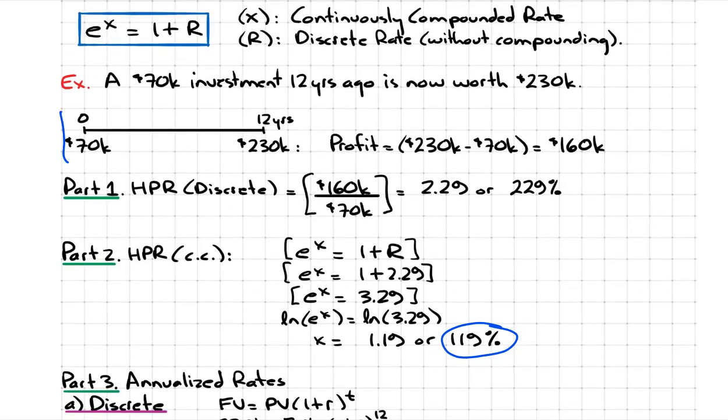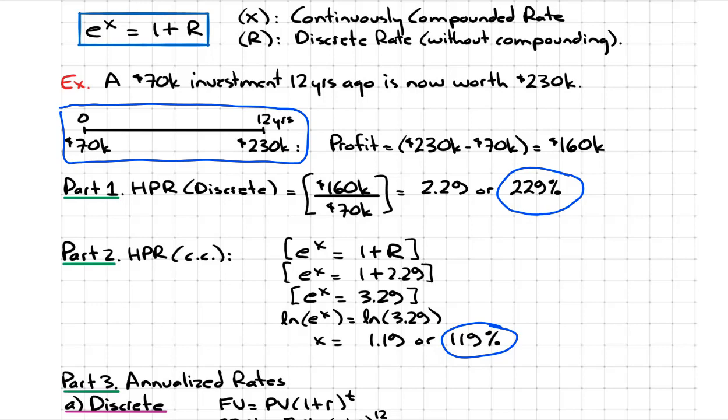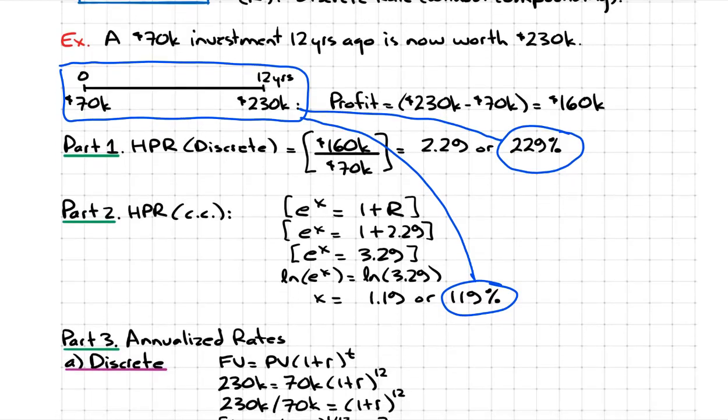So ladies and gentlemen, check it out. The same investment, the performance may be presented in two different formats. So if you assume no compounding, that performance translates to a return of 229%. But under the assumption of continuous compounding, that same performance would be reported as 119% compounded continuously. So do you see how for the same investment there's two formats in presenting the return?